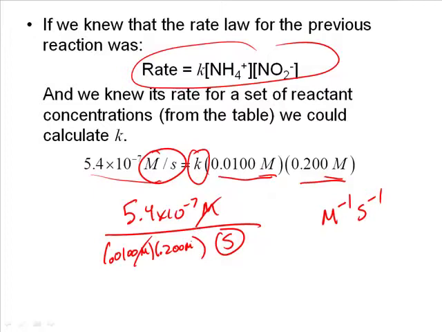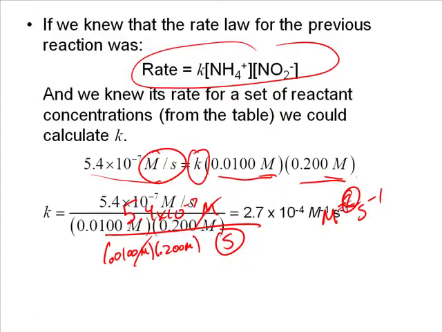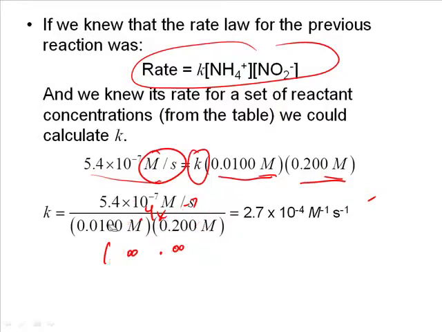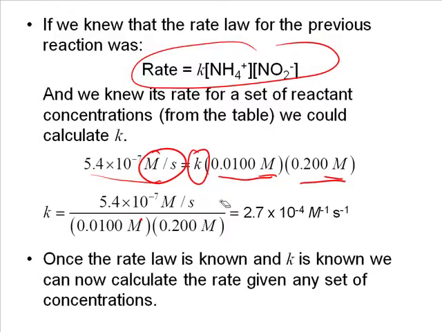Let's say there was a molarity squared left on the bottom. Let's say this thing was squared. Then we would have molarity to the -2, seconds to the -1. So however many molarities are left on the bottom, that's the number that goes up here in the corner. So your answer comes out to be, in this case, 2.7 times 10 to the negative 4th molarity again to the -1, seconds to the -1.